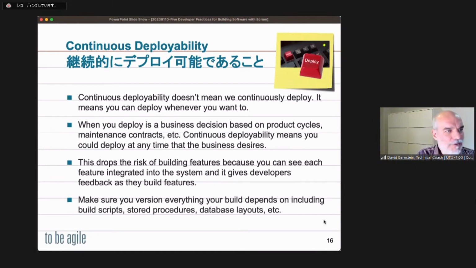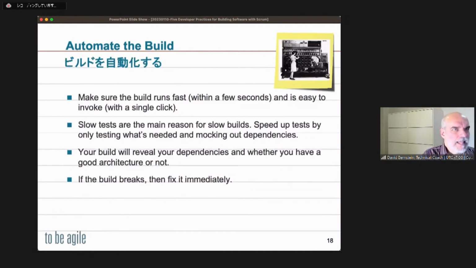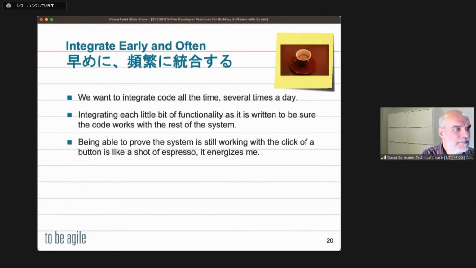So I always like to build software so that it's always shippable. And I include everything in my build, not just code, but everything else the build depends on, like stored procedures and database layouts and build scripts and things like that. And we want to automate the build and make it so easy to use that developers use it all the time. If it's really hard to use, then developers won't use it all the time. And we want it to be just something that's second nature. So I want to integrate several times a day.